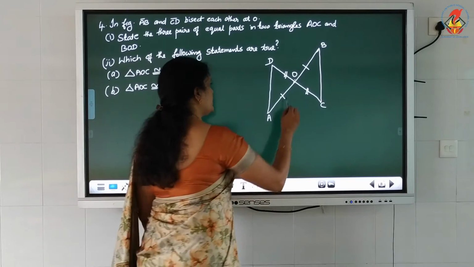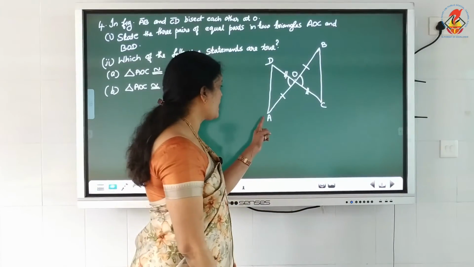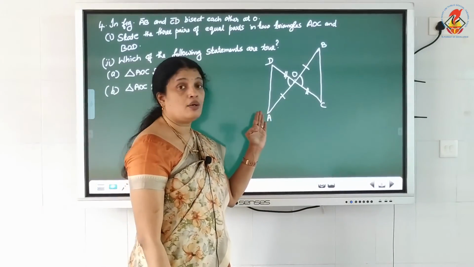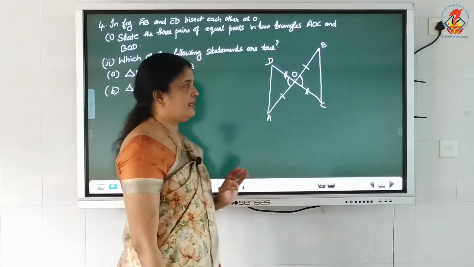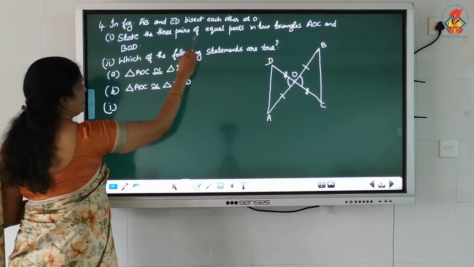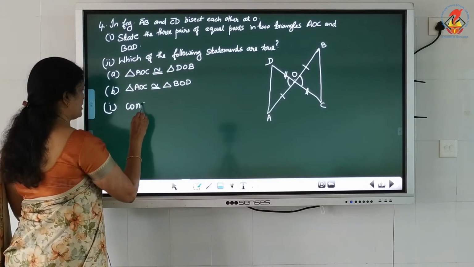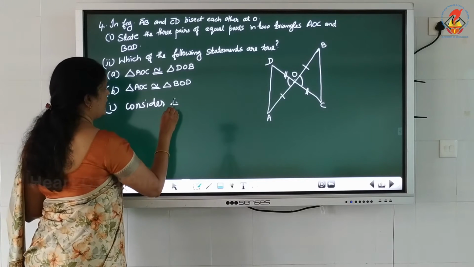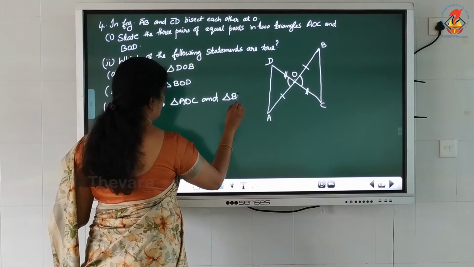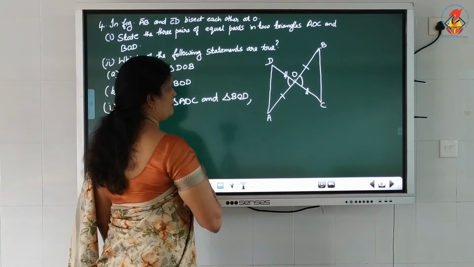Okay, what about these two angles? Can you remember the vertically opposite angles? Angle AOD equal to angle BOC are vertically opposite angles. They are equal. Then you can consider: state the three pairs of equal parts in two triangles AOC and BOD. First answer, consider triangle AOC and triangle BOD.